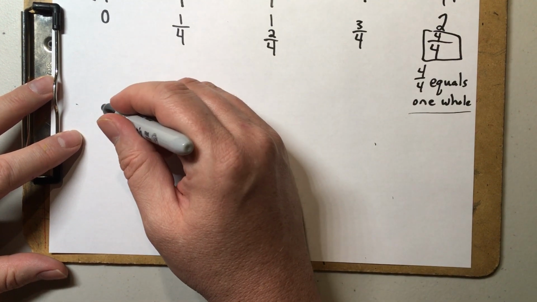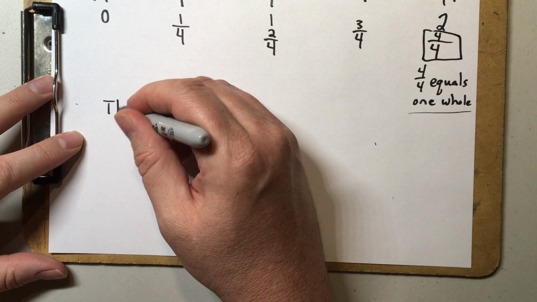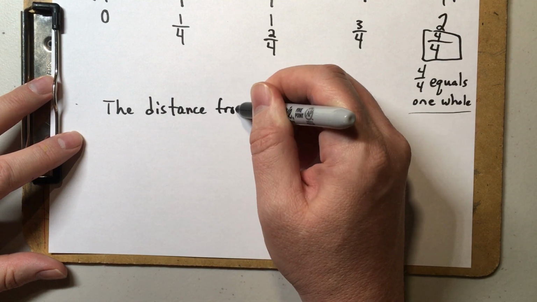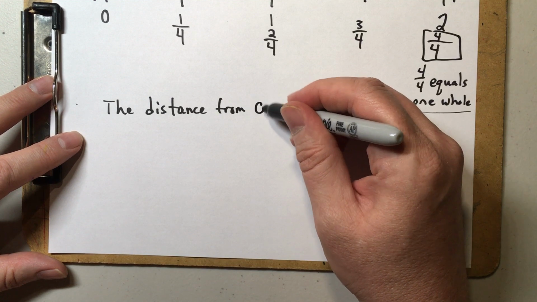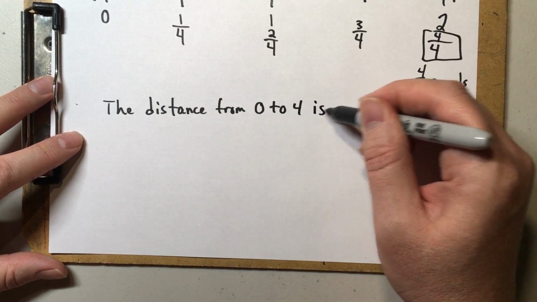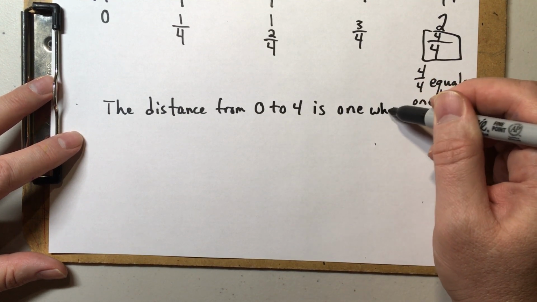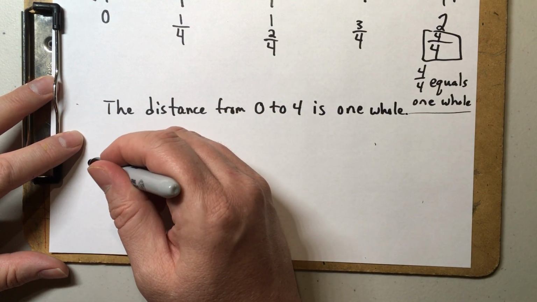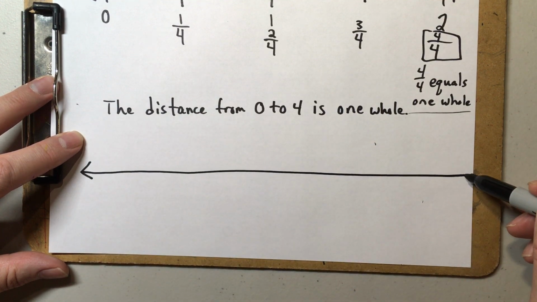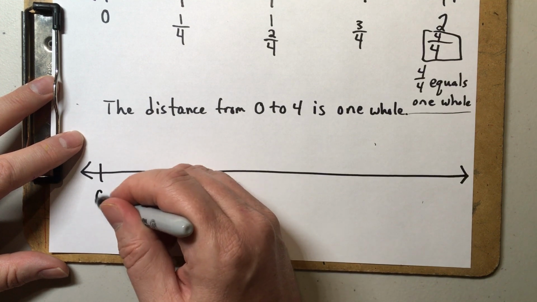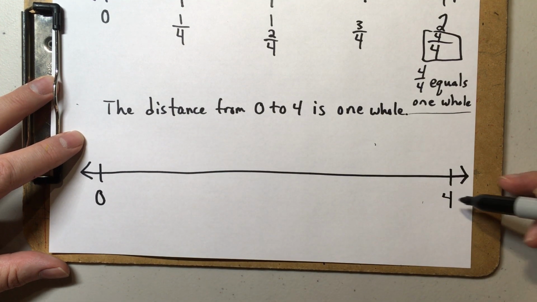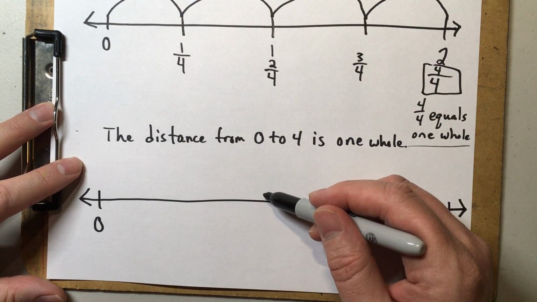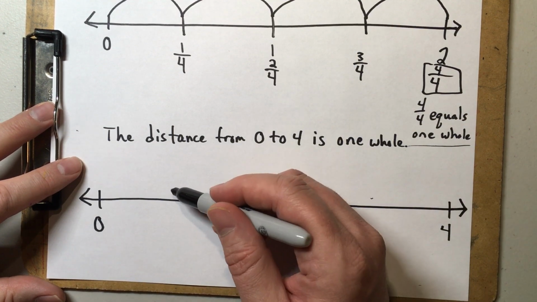So maybe we could say the distance from 0 to 4 is one whole. Try to do a similar line here. The most important thing is that when you're doing this, 0 to 4, maybe do a half, or wherever half of the number line is. It's not actually a half mark anymore, is it?